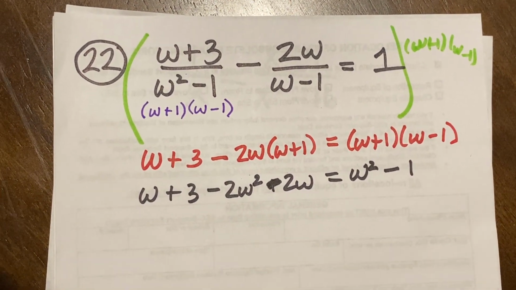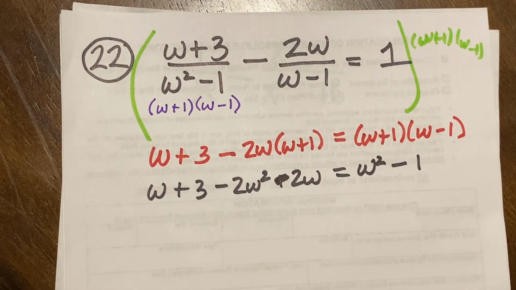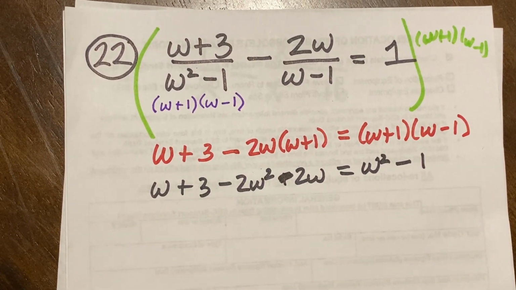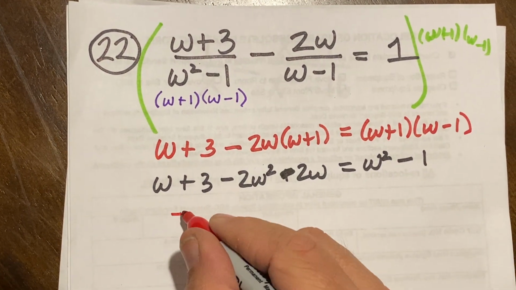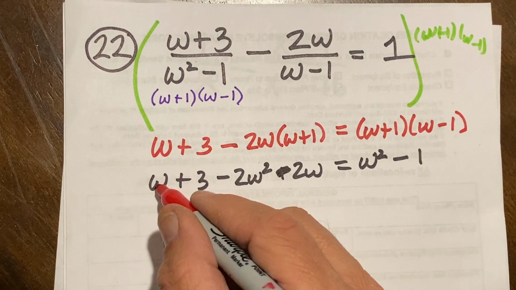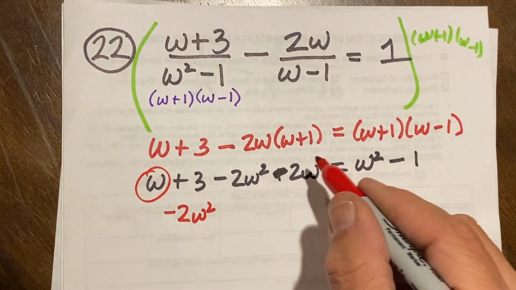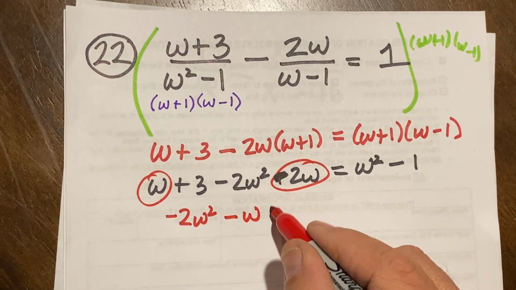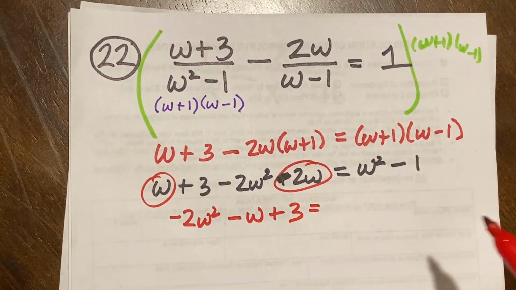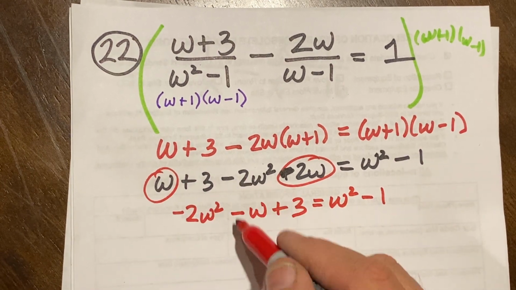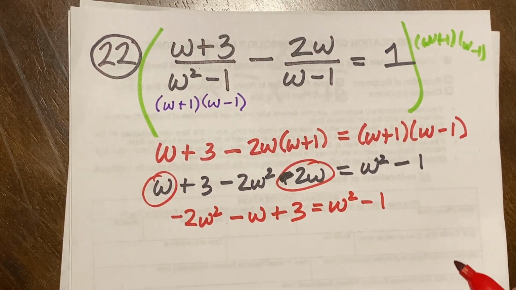Okay, now, what do we want? It's a second degree. Actually, no, let me combine this stuff together first. Let me take one more step. Negative 2W squared. Okay, 1W, and minus 2W is minus 1W, plus 3 equals this. So all I did from this step to this step is just combine those two.